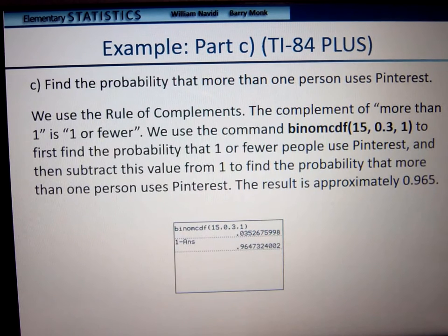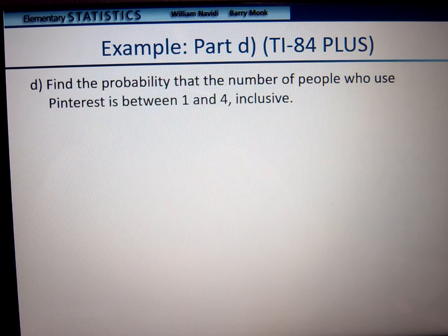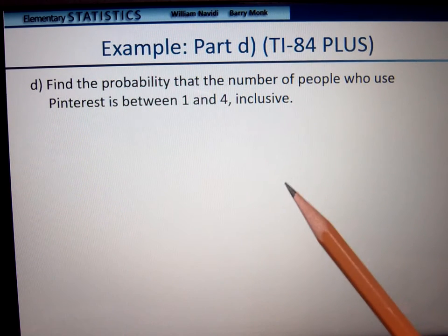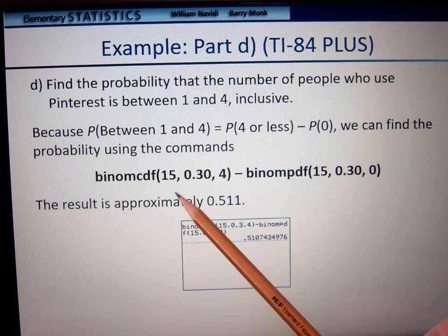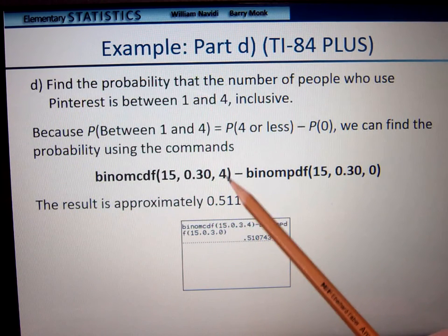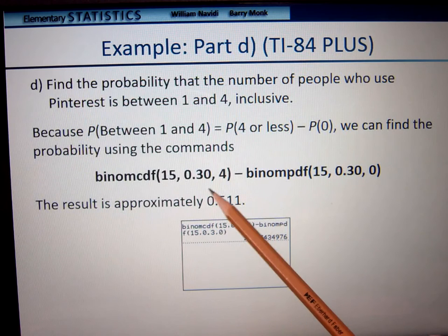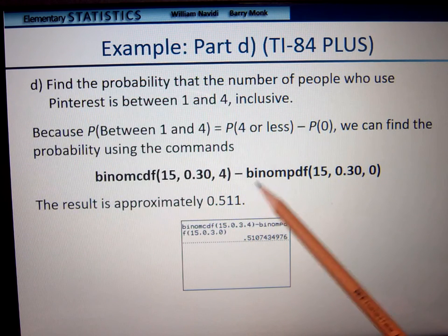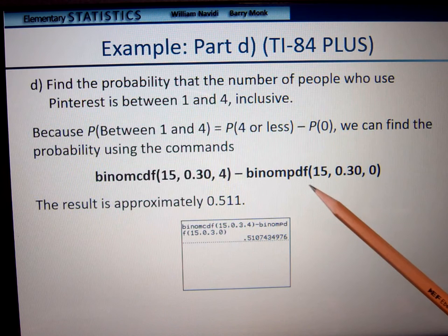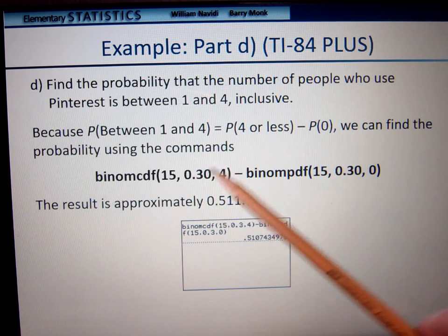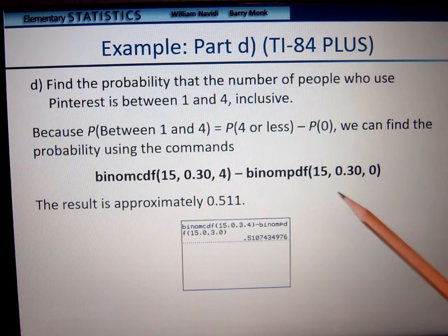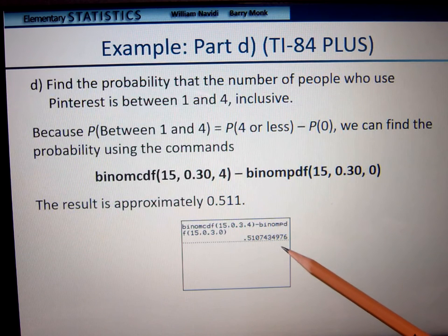What about 1 to 4 inclusive? Well, this one's a little bit different. So we can take our binomial CDF of 4, which will give us 4, 3, 2, 1, 0. But we can subtract from that the binomial PDF of exactly 0 because we don't include it in there. We only want 1, 2, 3, and 4. And if we take these two and subtract them, then we can get what's in between inclusive.